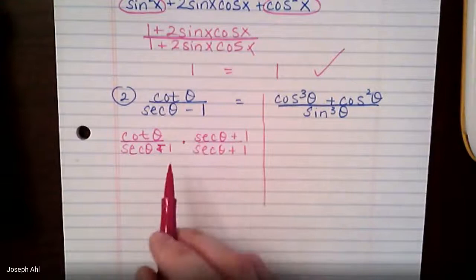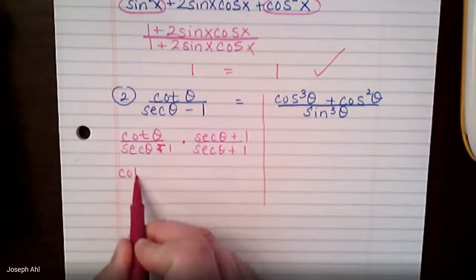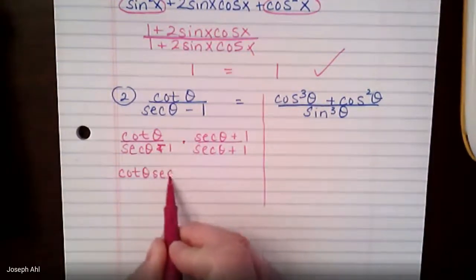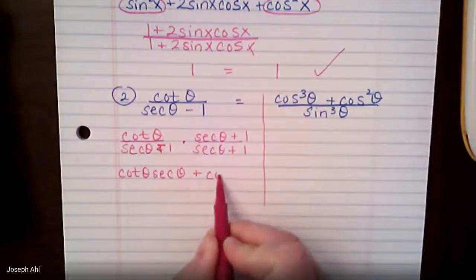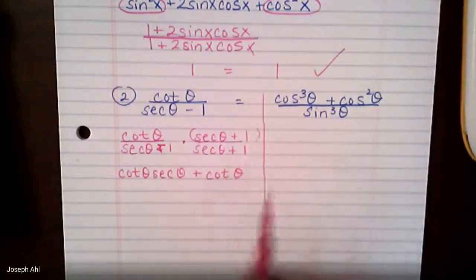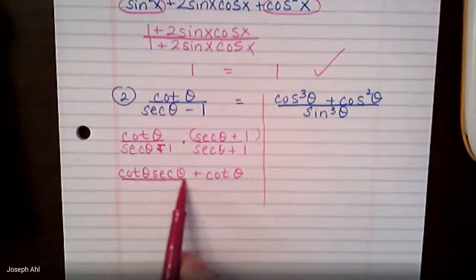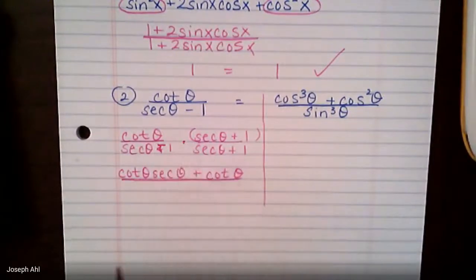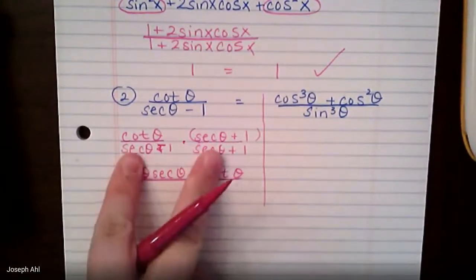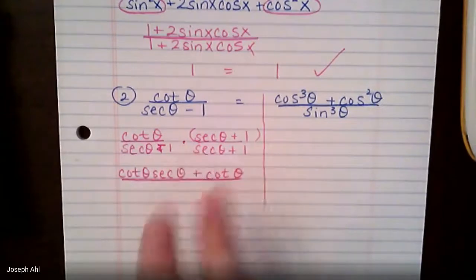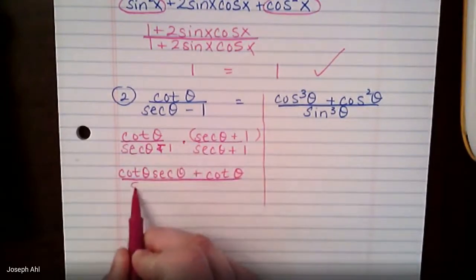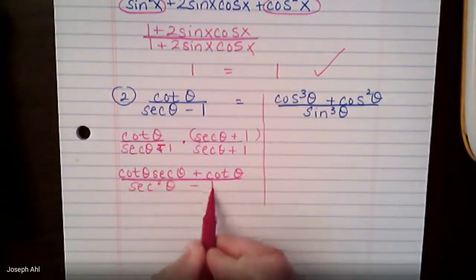So we're going to get at the top cotangent secant plus another cotangent. So I'm just distributing cotangent across the top. On the bottom, that conjugate pair, remember, you could really just do the first terms and the last terms multiplied. So secant times secant is secant squared minus 1.